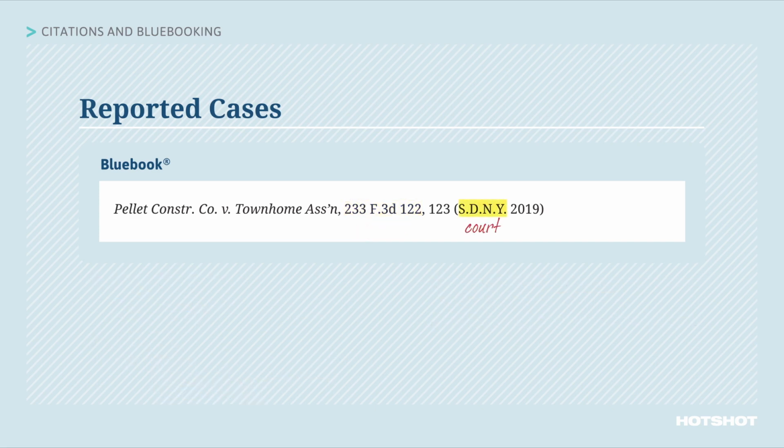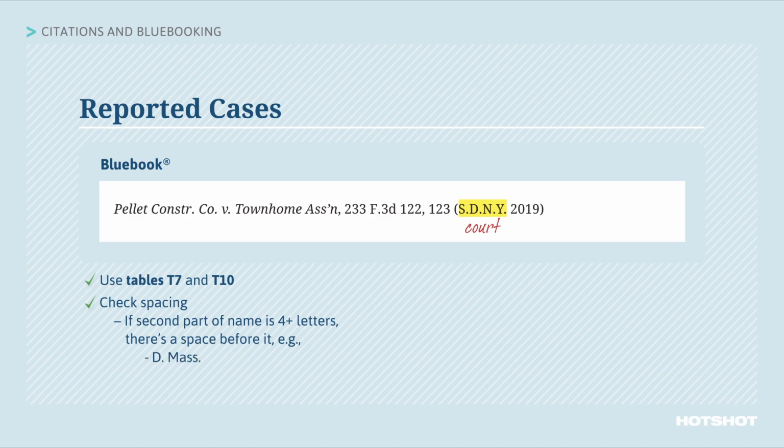For how to identify the court, look at tables T7 and T10. The rule about spaces we talked about for the reporter applies here too. For example, the District of Massachusetts is written this way because Mass has 4 letters, but the Southern District of New York is like this because NY is only 2 letters. Isn't this fun?